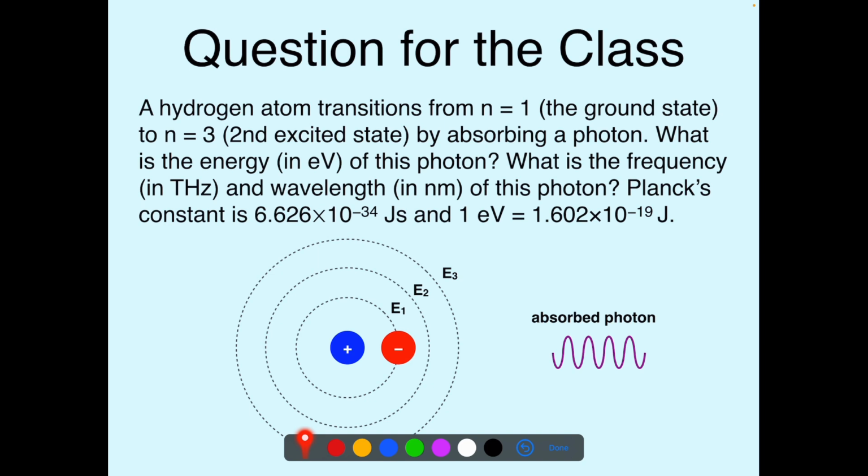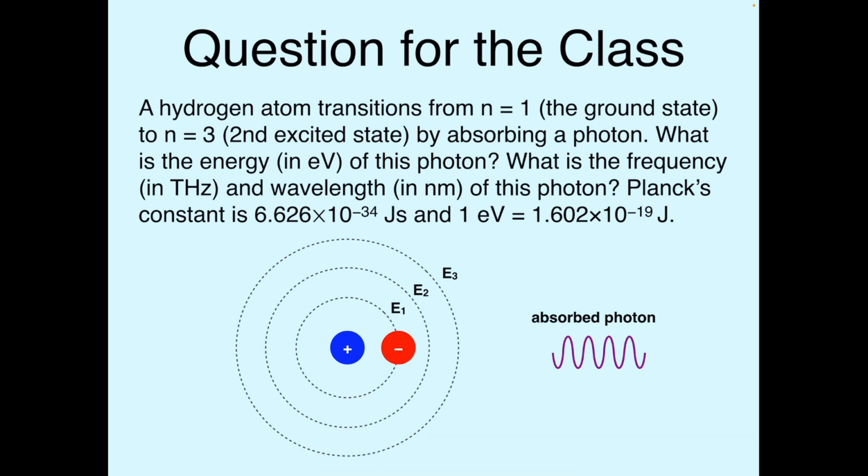Okay, so the question is, what is the energy in units of electron volts of this photon that has to get absorbed? And also, what is the frequency and the wavelength of this photon? So a couple useful numbers here. We have Planck's constant and the conversion between joules and electron volts.